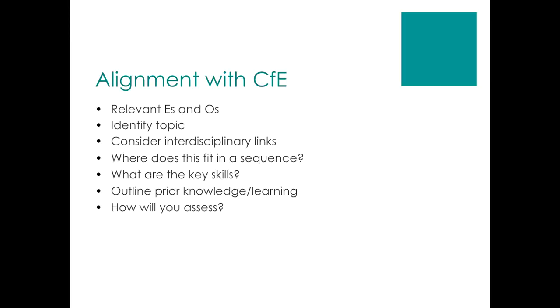When aligning your lesson with the Curriculum for Excellence, I recommend that you begin by thinking about the relevant E's and O's, experiences and outcomes, for those of you who are not Scottish, that you might be targeting in a particular lesson. You'll also obviously have to identify the particular topic that you're going to be engaging with. So one of the examples that you can download directly from the PEDAL blog site is the example of making a pizza.